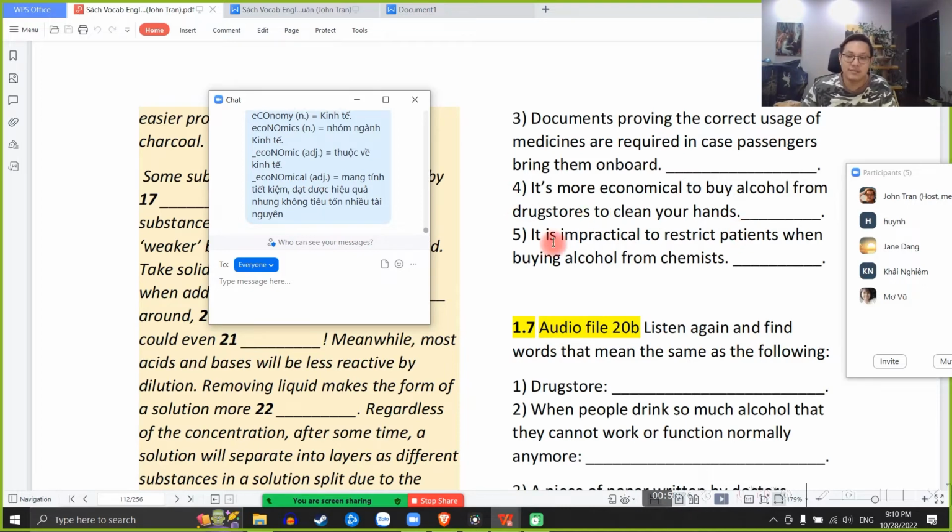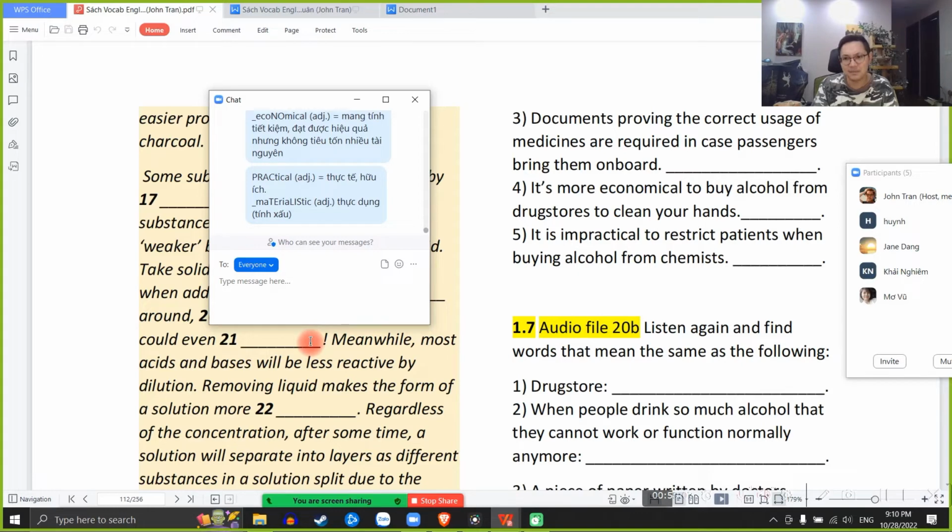This is true. Number 5, it is impractical. So that's a word, practical, thực tế. Hữu ích, thực tế. But there is a word that you need to know. Materialistic. Materialistic là thực dụng, nó là một tính xấu. Materialistic, it's a bad trait. Practical is a good one, but materialistic is a bad trait. Thực tế thì là một điều tốt, nhưng mà thực dụng thì là điều xấu.